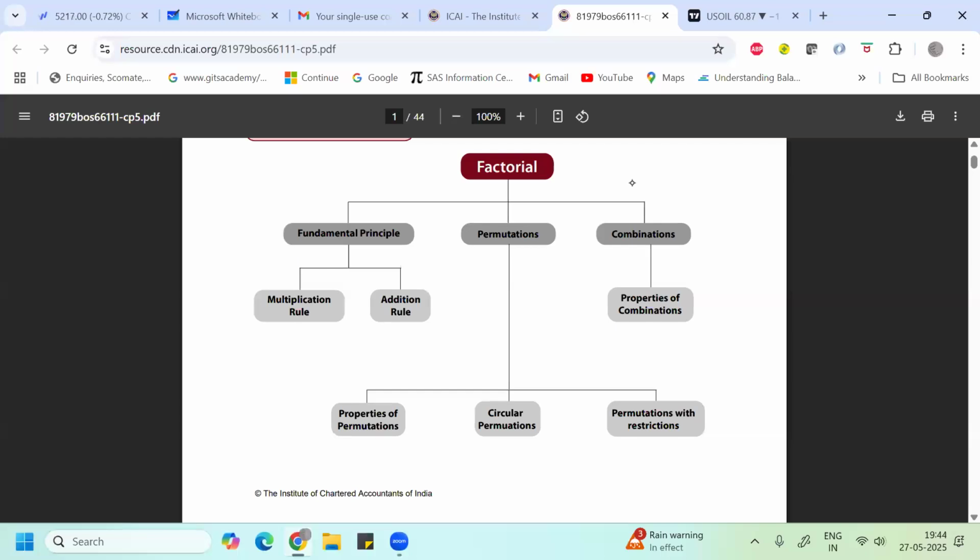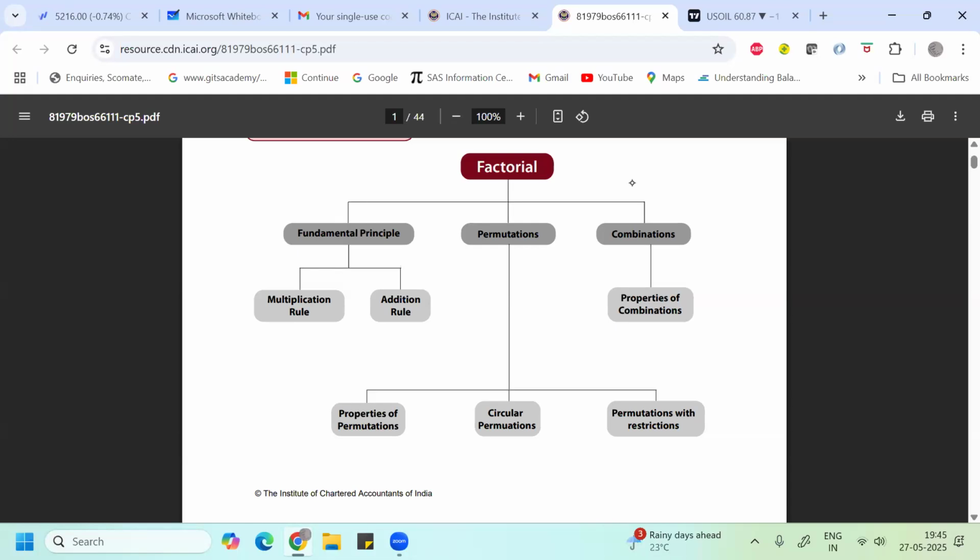Imagine that I have four shirts and five pants. In how many ways can I wear them? I can wear them in 4 into 5, 20 ways. That is the multiplication rule. But imagine if I have only four shirts, in how many ways can I wear them? Four ways. I cannot wear two shirts together; at the moment I can wear only one shirt.